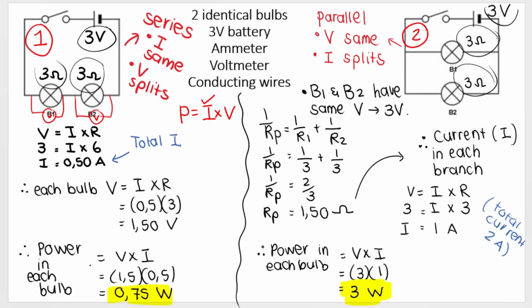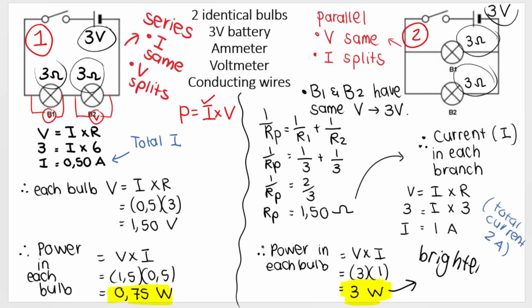Because remember, the power is equal to the product of the potential difference and the current. And if you look at when we connect them in parallel, the voltage across each bulb is a lot higher than when we connect them in series. And the current through each branch and through each bulb is a lot higher than when we connect it in series. So we end up getting a higher power, which will correspond to brighter bulbs.